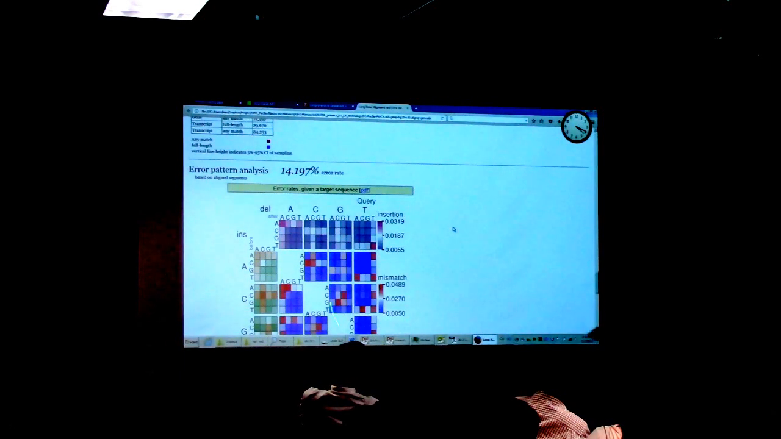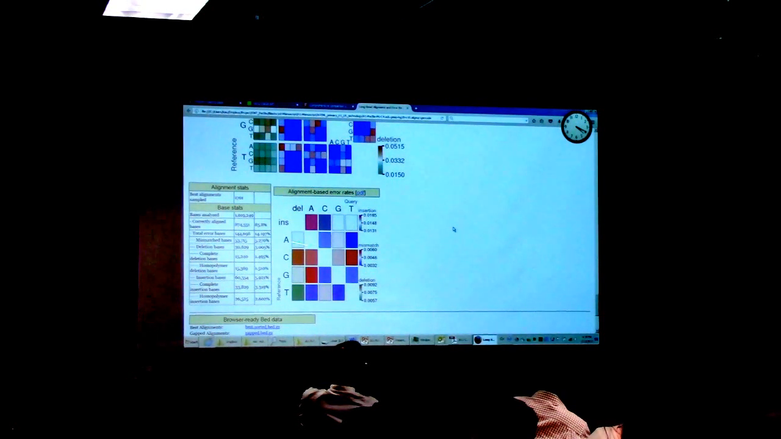And here are the error patterns we use for the error correction and also the allele specific expression. It can tell you the homopolymer patterns of the errors in the PacBio data. And here it also gives you some numbers, how the errors distribute in insertion, deletion, and mismatch. And for all the figures, we have high resolution PDF versions, so you can just download them and use them in your paper publication directly.